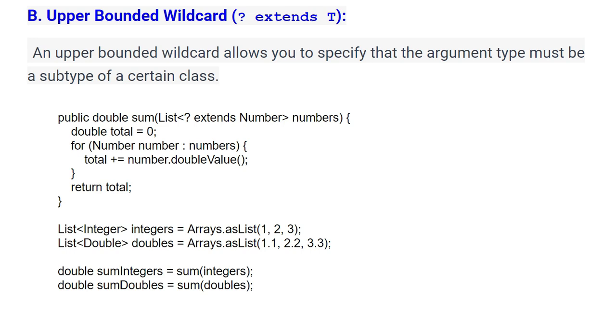Okay, so what we can do is, this is the public static void upper bounded wildcard. Okay, so we can specify.